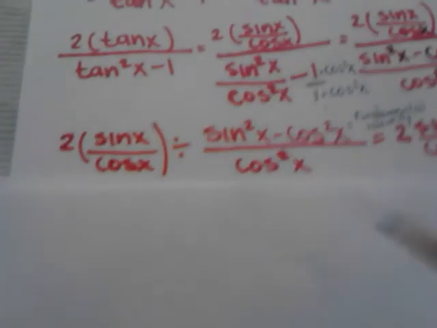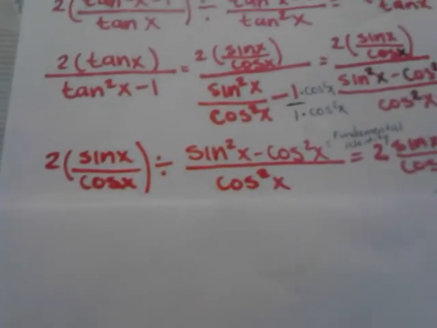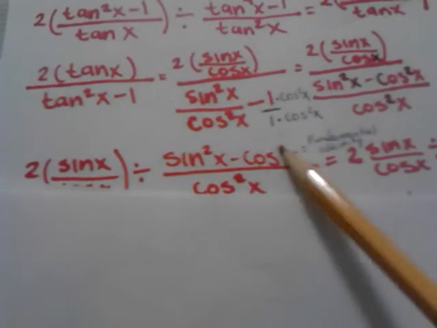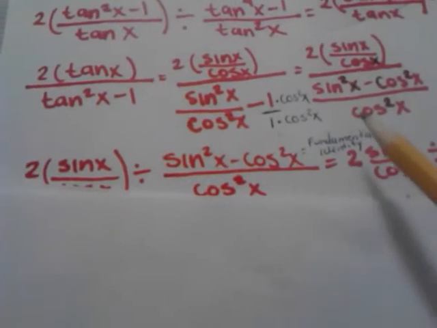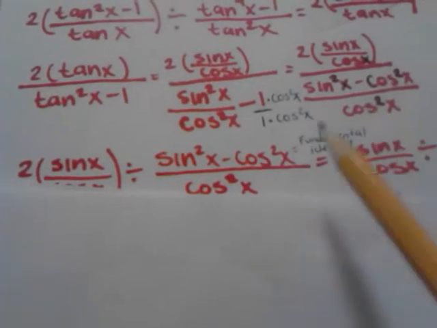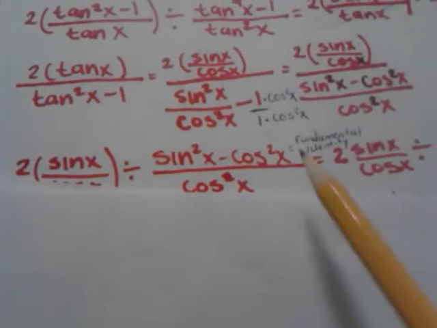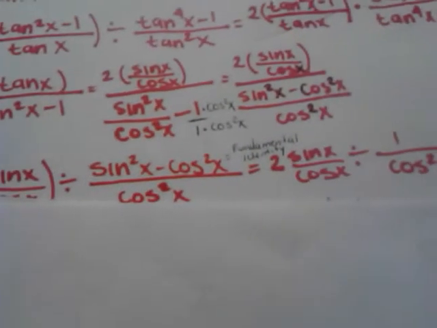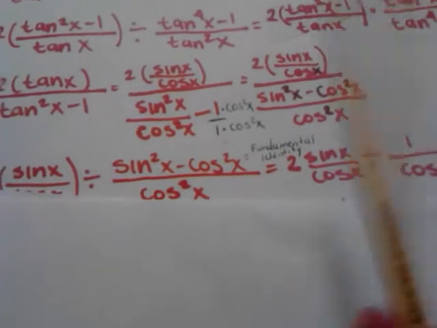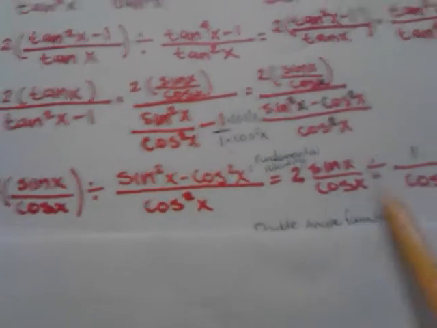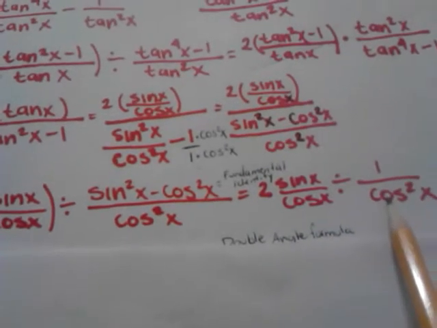So in here we know that sine square of x minus cosine square of x is one of our fundamental identities that is equal to 1. Sine square of x minus cosine square of x is equal to 1. So we have the 1 here, and we copy this over here, and cosine square of x here.